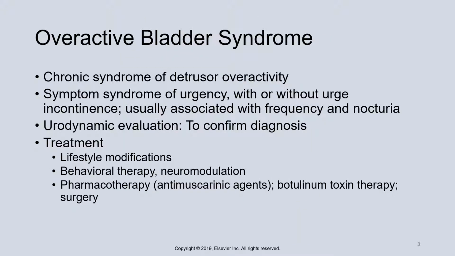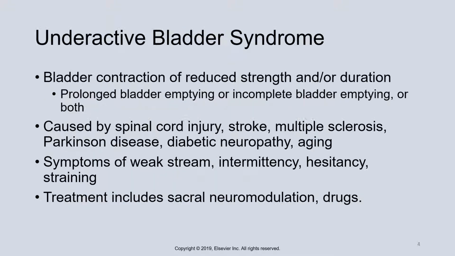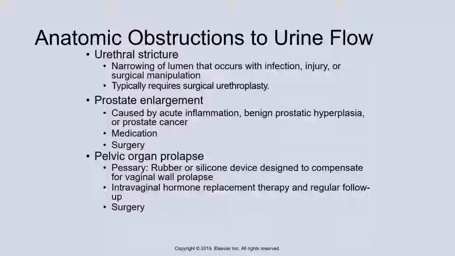So overactive bladder is a chronic syndrome of detrusor overactivity with a sense of urgency. You have to confirm the diagnosis and use lifestyle modifications and behavioral therapy. With underactive bladder, bladder contraction has reduced strength or duration, with prolonged bladder emptying and incomplete emptying. This is caused by spinal cord injury, stroke, multiple sclerosis, with weakened stream.